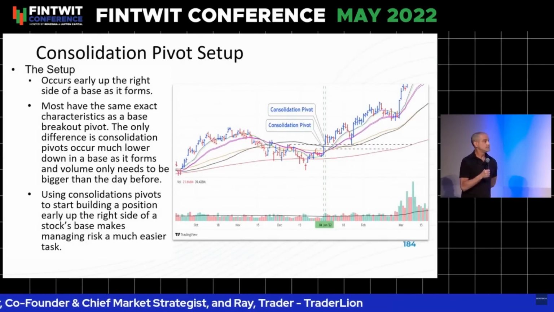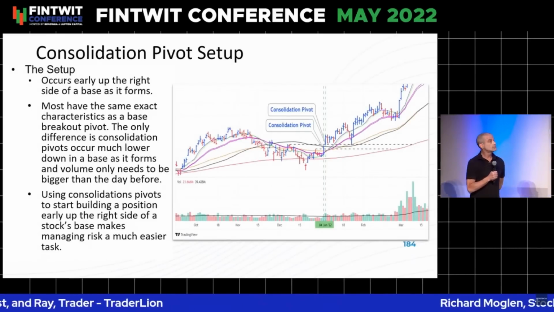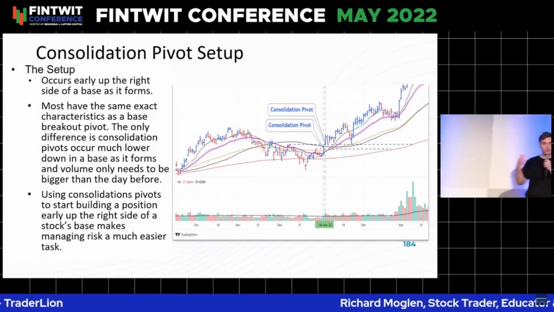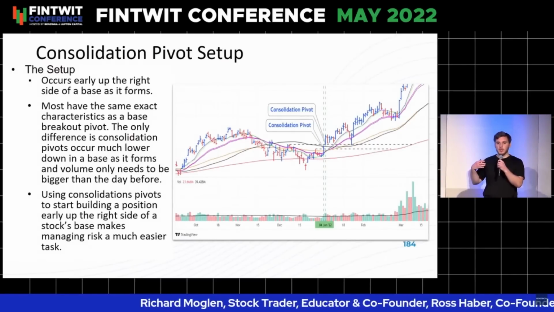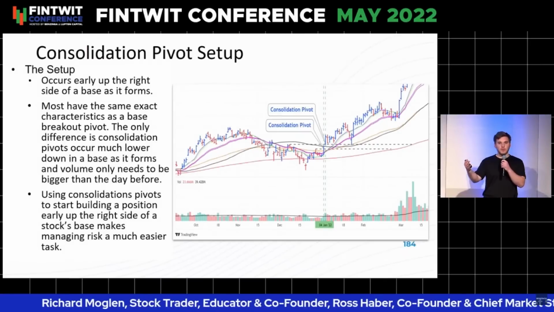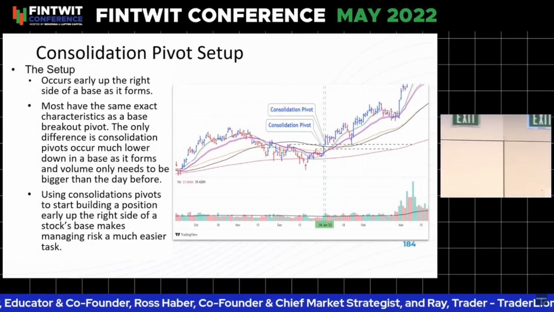Yeah, perfect. So moving on to our next setup is the consolidation pivot. And once again, this can occur up the right-hand side of the base, and often it coincides with when we actually want to be buying that launching pad setup, or when we want to have that confirmation along with that descending tops line. So Ross, I'll let you talk through the consolidation pivot. Sure, go ahead.